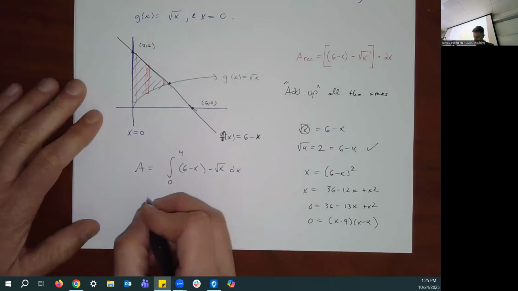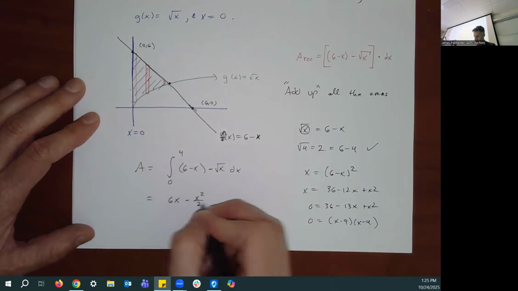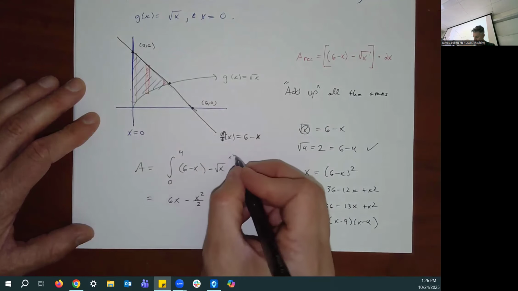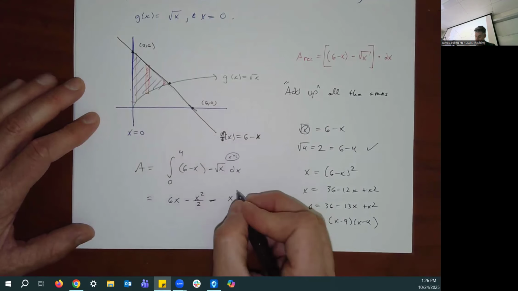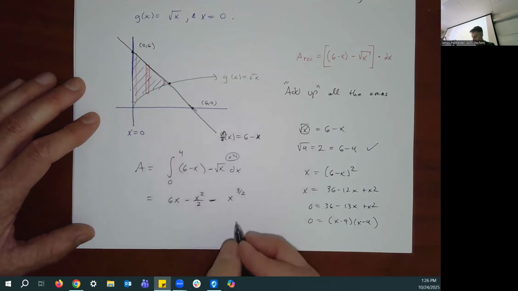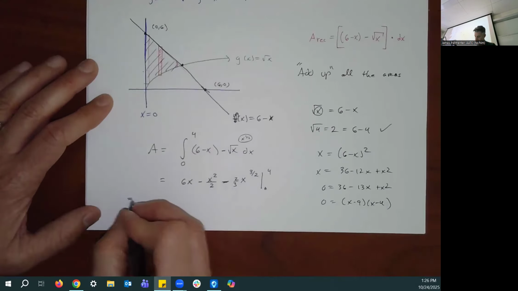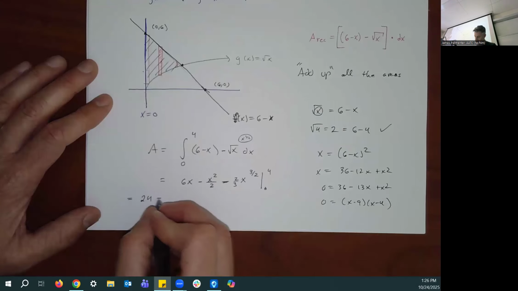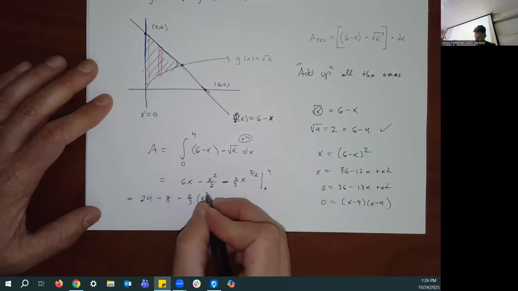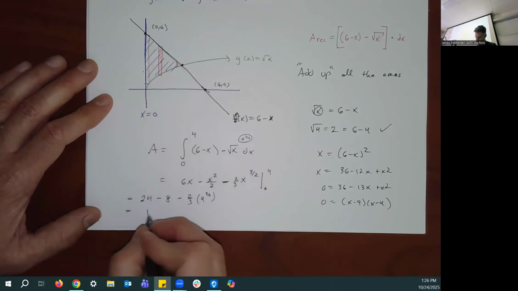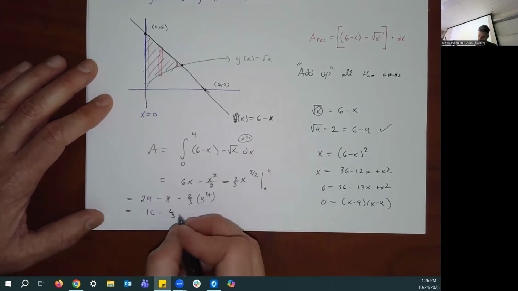And then we integrate. We get 6x minus x squared over 2. This is x to the 1/2, so it integrates as minus x to the 1/2 plus 1, divided by 3/2 or multiplied by 2/3, evaluated from 0 to 4. Then we just plug in. We get 6 times 4 minus 4 squared over 2 minus 2/3 times 4 to the 3/2 power, which is 24 minus 8, which is 16, minus 2/3 of 4 to the 3/2, which is the square root of 4 cubed, which is 2 cubed, which is 8.